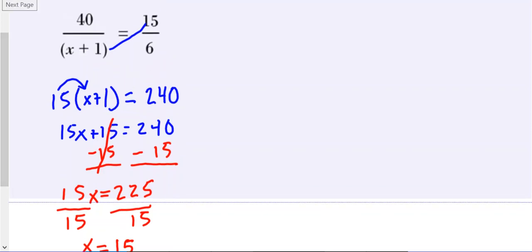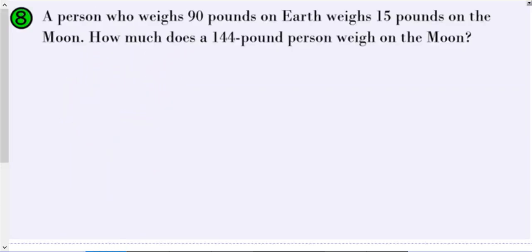Alright, then we got one last one here. It says a person who weighs 90 pounds on Earth weighs 15 pounds on the moon. How much does a 144 pound person weigh on the moon? So what we're going to do here is set up a proportion, and then solve, figuring out how much a 144 pound person weighs on the moon.